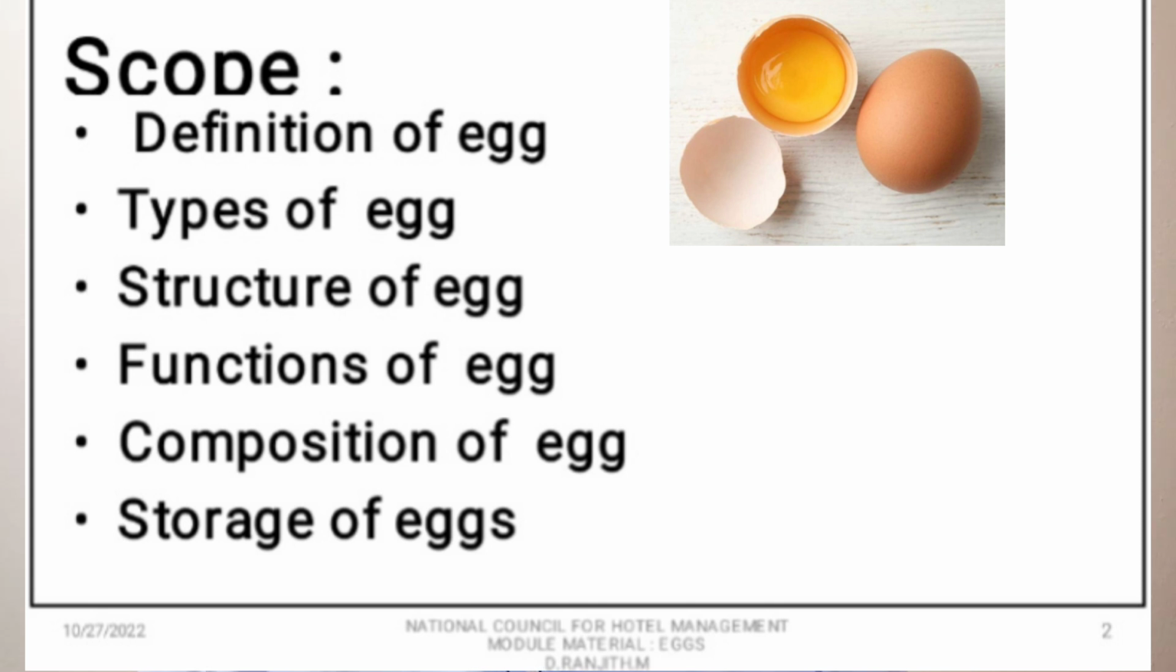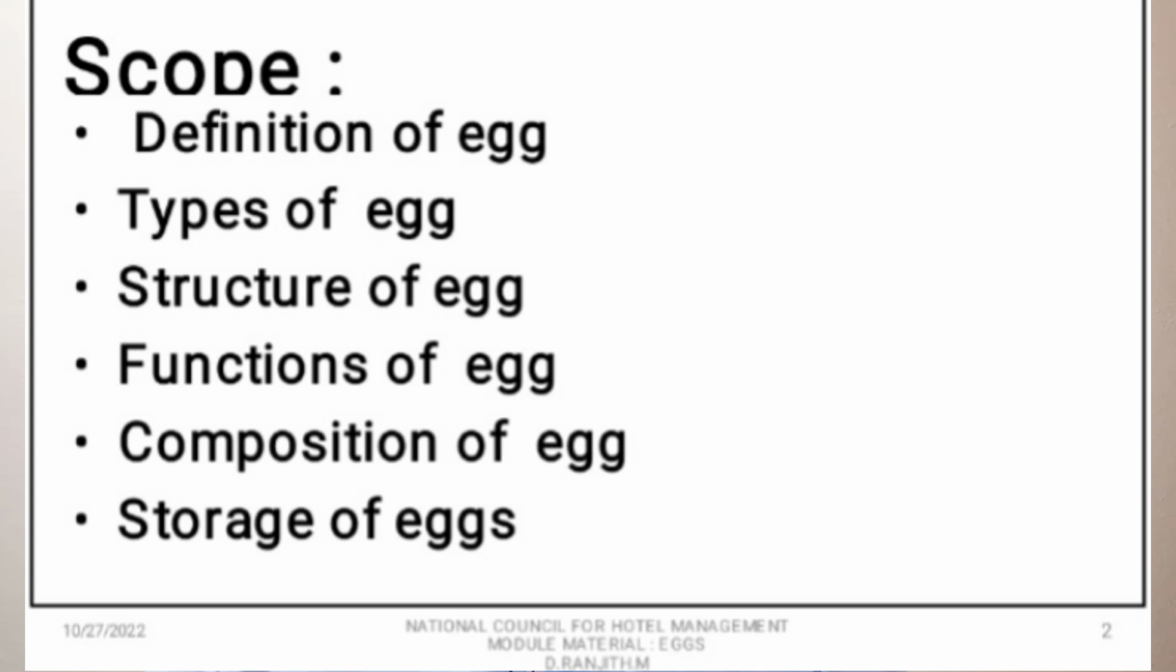Of course, there are bakeries which sell eggless bakery products like cakes and desserts. But when you compare confectionery or bakery products made with eggs to those with egg substitutes, there is a huge difference in terms of taste and texture. So first of all, you are going to know the definition of an egg.